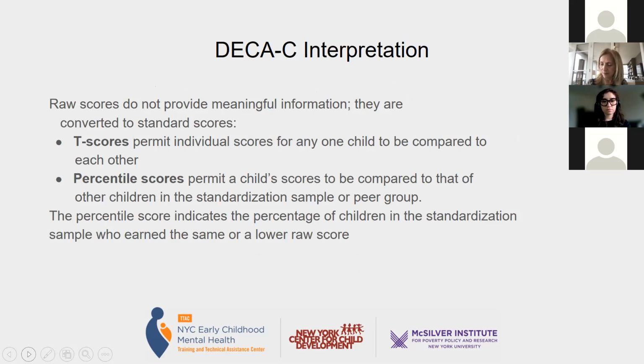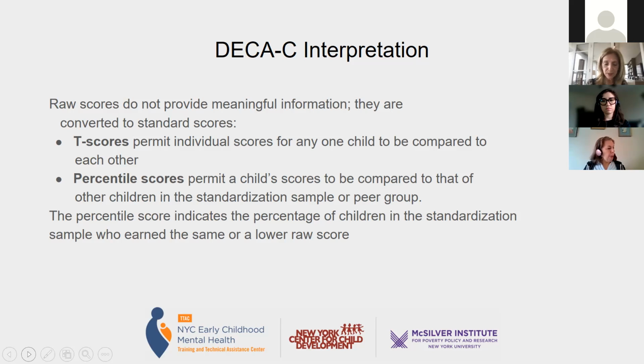Okay. So interpretation, again, you all know that raw scores don't provide any meaningful information. They're all converted to standard scores. And in this case, we have T-scores and percentile scores. T-scores are standard scores. I'll show the bell curve, but they show a child standing on the bell curve, on the normal curve. Basically, it tells us how many standard deviations from the mean the child's scores are. Those are T-scores, and percentiles, I'm sure you all know, indicate how many children in that standardization group have scores lower than the target child.